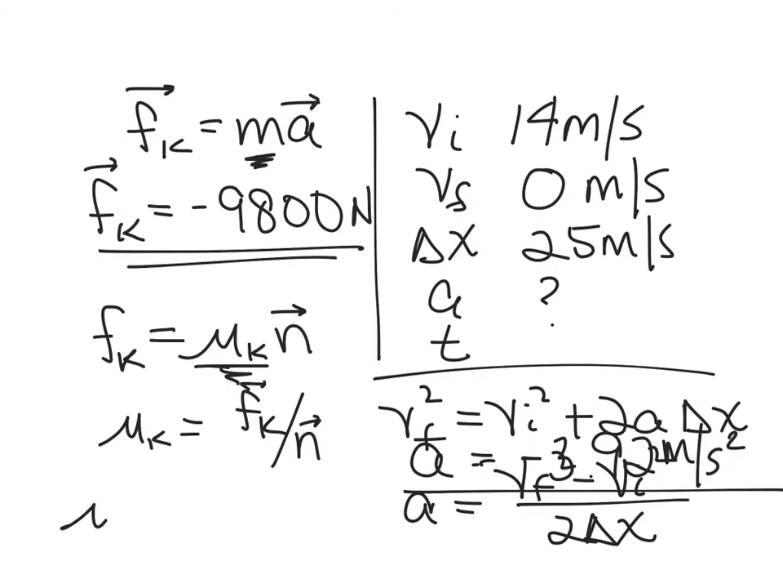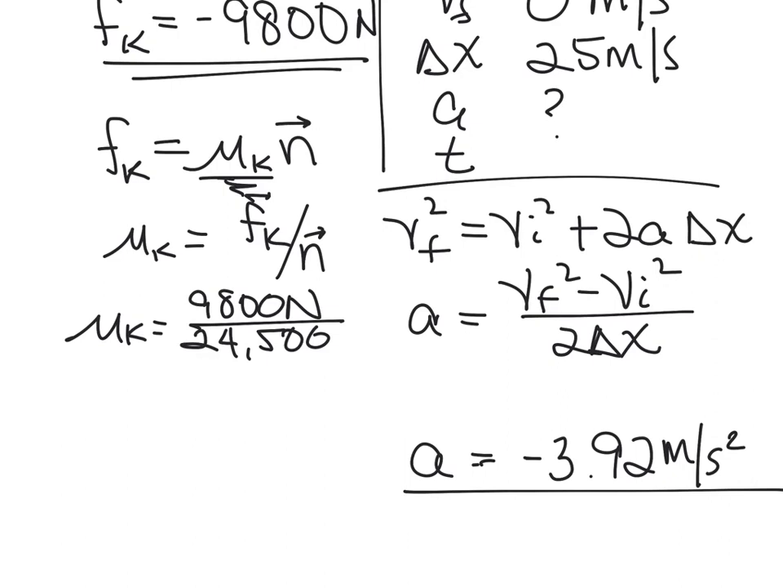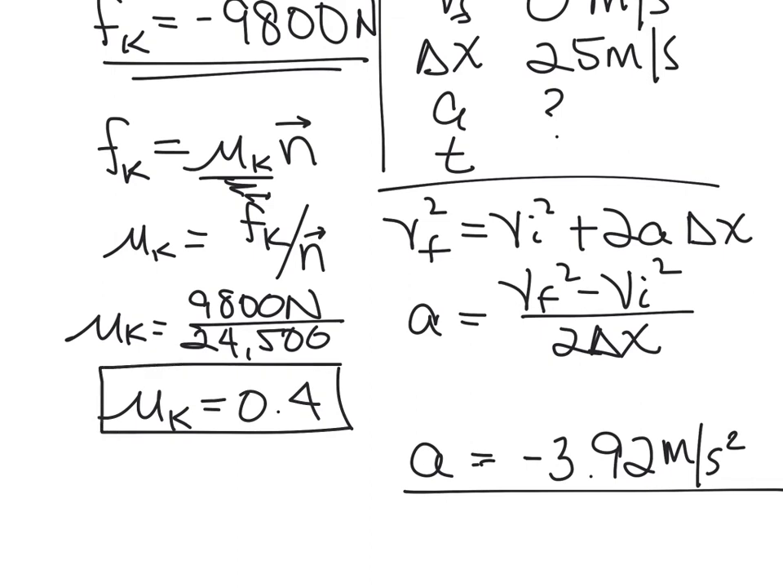All right, and we end up with Fk, which we found to be 9,800, divided by the normal force, which if we look back was equal to 24,500. And when we write that out, we end up with a value for mu k of 0.4. So that is a unitless quantity. It is kind of a multiplying factor, if you will. And there we go. That is our final answer.